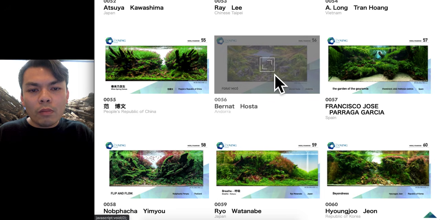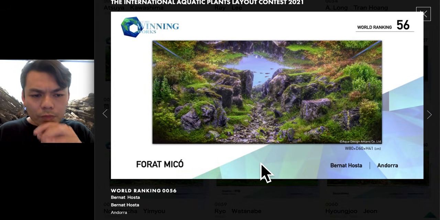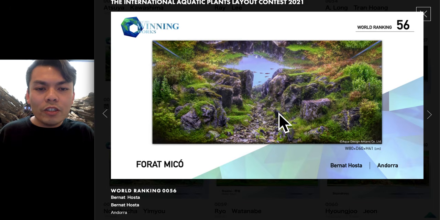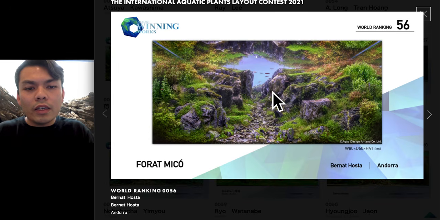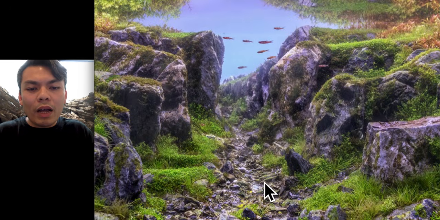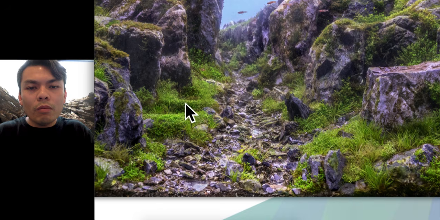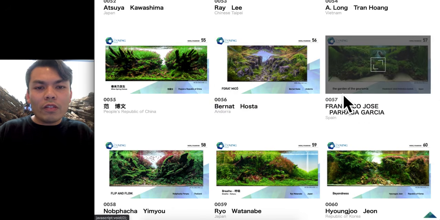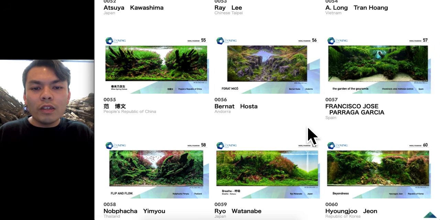Another one from Andorra, Bernat Hosta. Another beautiful composition here, very minimalistic in its, I guess, complexity on the path here. When we take a look at it, there's not much planting going on, but the complexity on this path is amazing. The depth from the foreground all the way to the background is really something to behold. So well done on that one as well, Mr. Bernat.